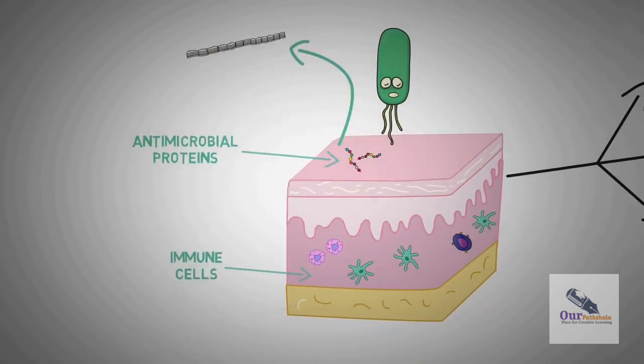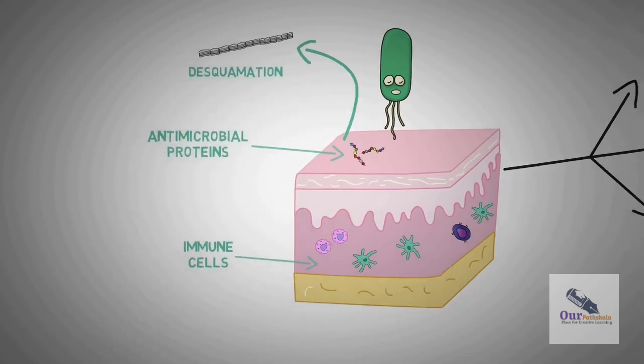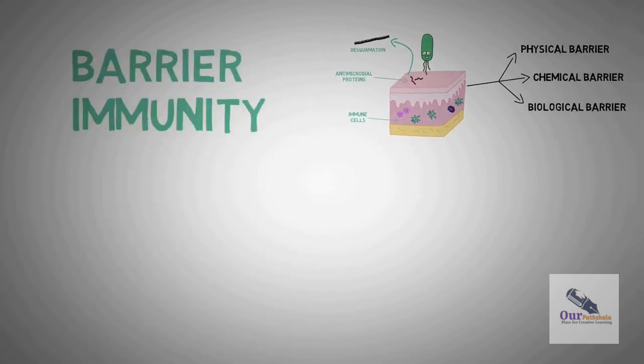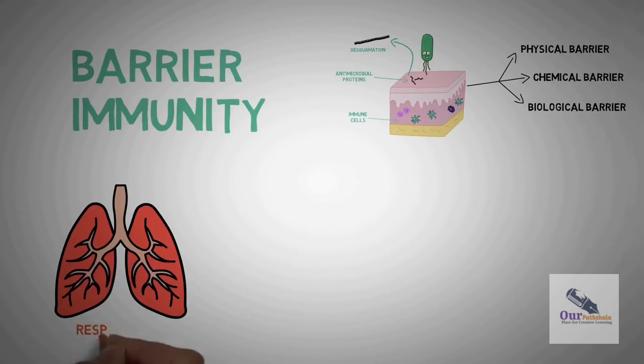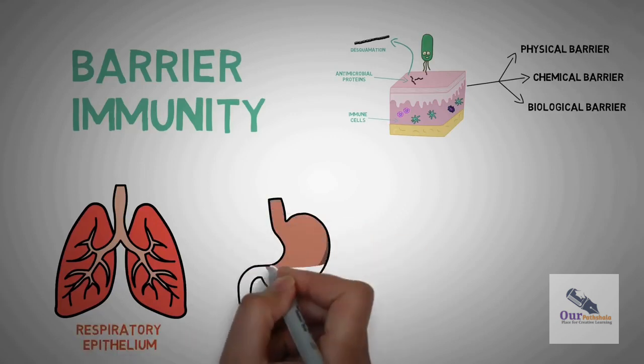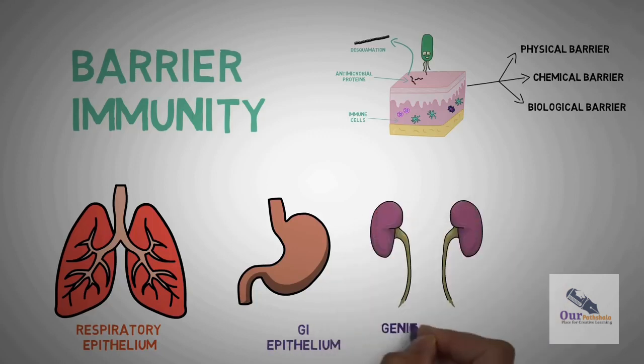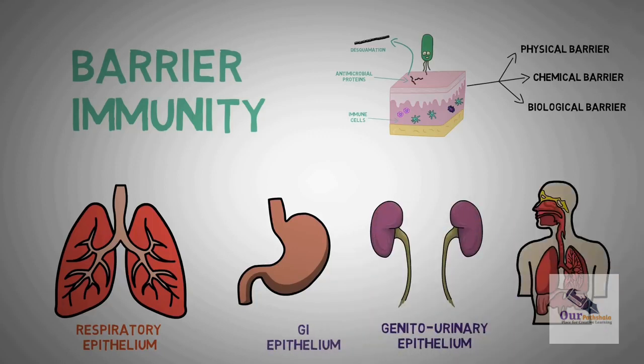Shedding of skin epithelium, also known as desquamation, helps to remove bacteria and other infectious agents that may have adhered to the skin surface. Similar types of barrier immunity are also provided by many other surfaces inside our body, including the surface lining of our respiratory system, the gastrointestinal system, the genitourinary system, and the surface lining of our nose and pharynx. All these surfaces provide a physical barrier that prevents the attack from pathogens, and they also provide various types of chemical antimicrobials which try to stop the invading pathogens at a very early stage.